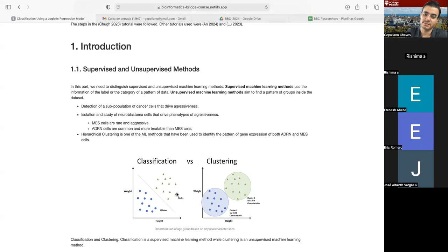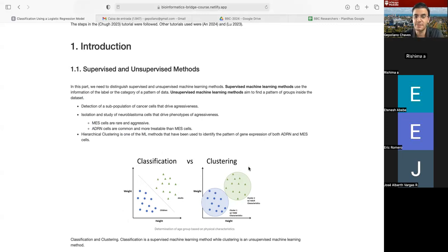In this example here, you can see a scatter plot of the height versus weight. And we can see that the trend here is that children have lower heights and lower weights compared to adults, who have higher heights and higher weights. The difference between classification and clustering in this case is that we know, or the algorithm knows, what an adult is, which data set comes from an adult data set.